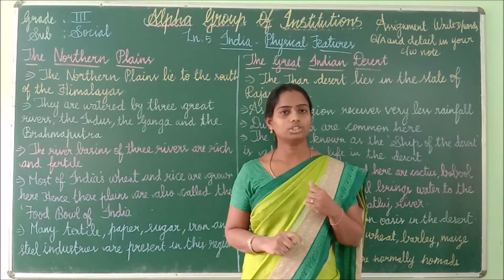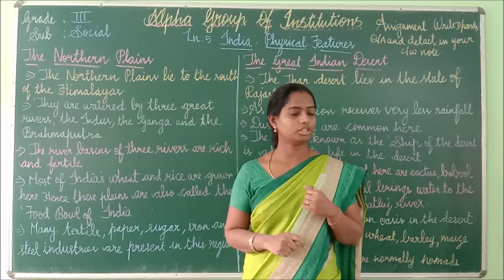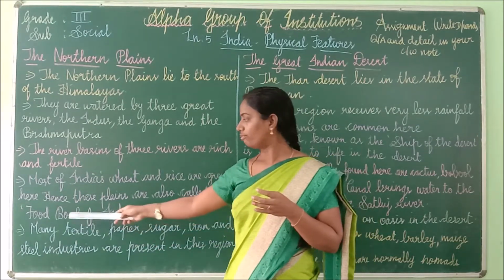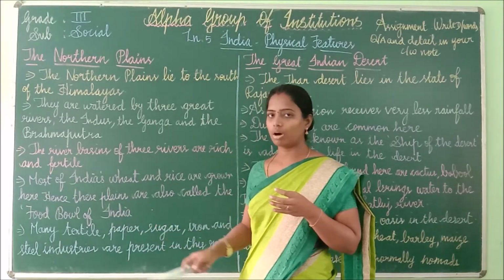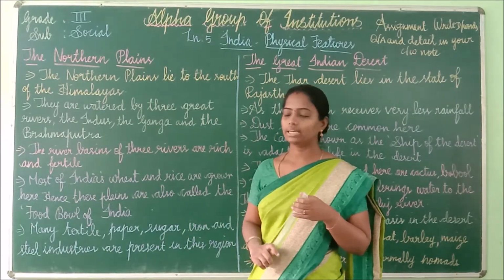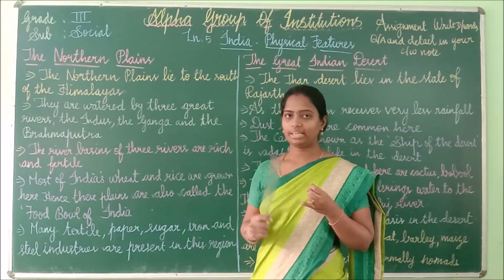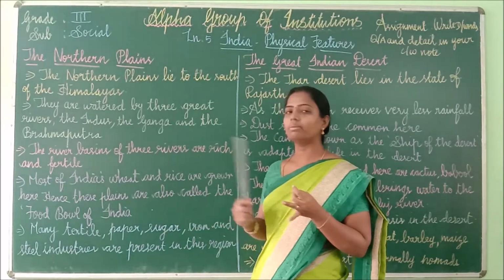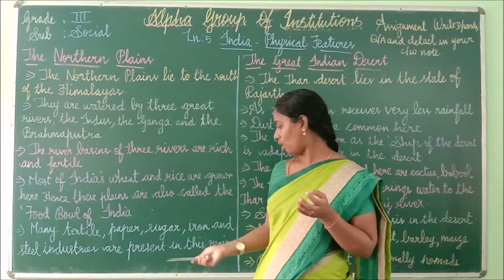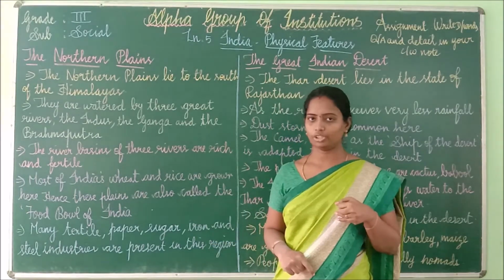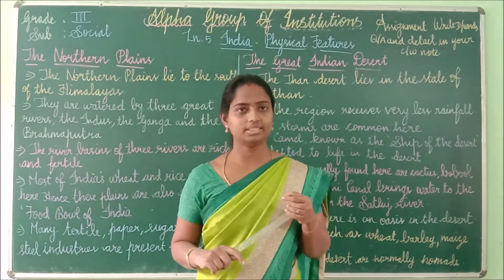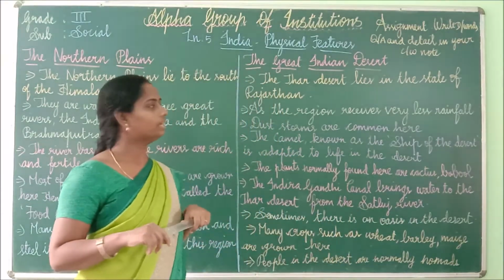So these are said to be, what I said to you before, children, the food bowl of India. See, food bowl of India, because wheat and rice are mostly grown here. Okay, and then many textiles, sugar, paper, iron and steel industries are present in this region. Children, are you all clear about this? Northern plains, it is very easy and it is very interesting to listen now.